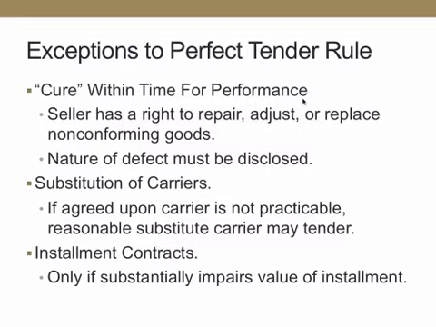Another one would be a substitution of carriers. If it's agreed upon that the carrier is not practical, then there could be a reasonable substitution of that carrier, even if that's not a perfect tender. In installment contracts, it would only be a violation of the perfect tender rule if it substantially impairs the value of the installment. So for example, if one piece of plywood out of 100 of the first shipment of 12 were defective, that wouldn't necessarily allow the buyer to reject everything.